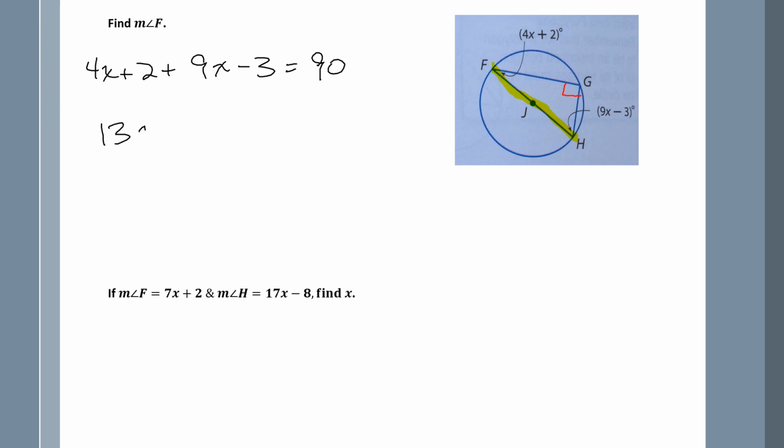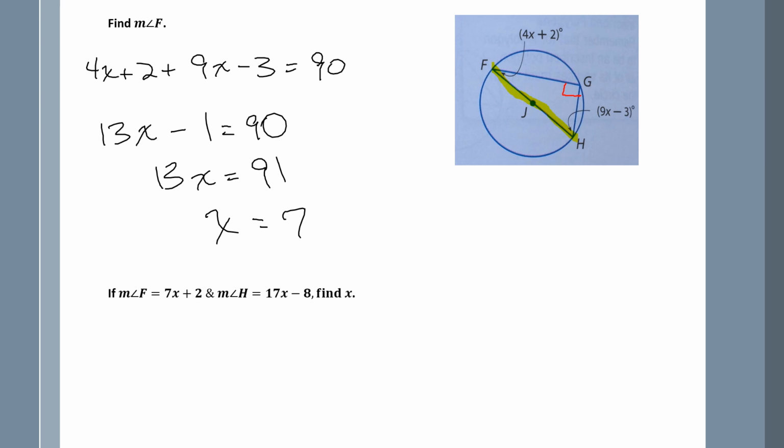So I've got 13x minus 1 equals 91. Nope, that's a mistake. I'm running things ahead. It's 90. There we go. So 13x minus 1 is 90. Add 1 to each side. 13x equals 91. So we pull out our calculator, say 91 divided by 13. That comes out to 7.